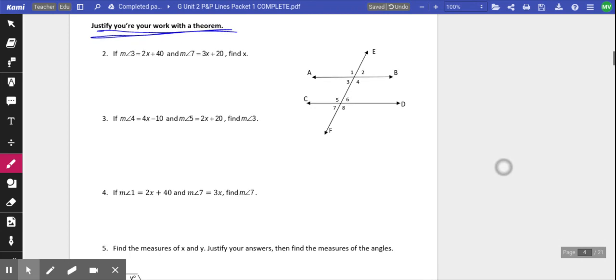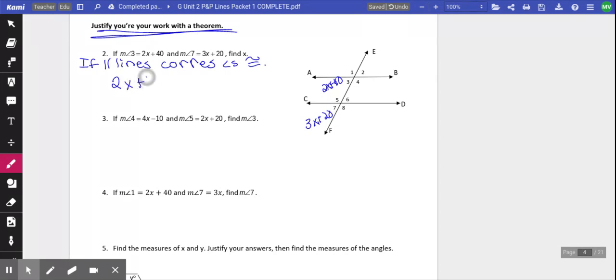So number 2 says angle 3 is 2x plus 40, and angle 7 is 3x plus 20. So now we got to think how our 3 and 7 are related. They are corresponding. So our theorem is if parallel lines, corresponding angles congruent. So if they're congruent, that means they're equal.